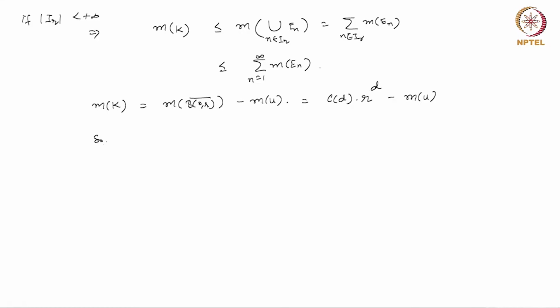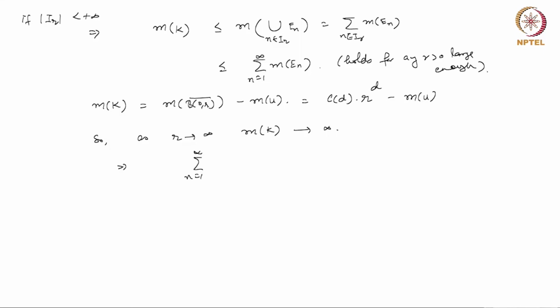So as r goes to infinity, mK goes to infinity, and because we proved this for any arbitrary r, this inequality holds for any r large enough. So this means that the sum is plus infinity, because the left hand side becomes bigger and bigger and the right hand side gets pushed to plus infinity.